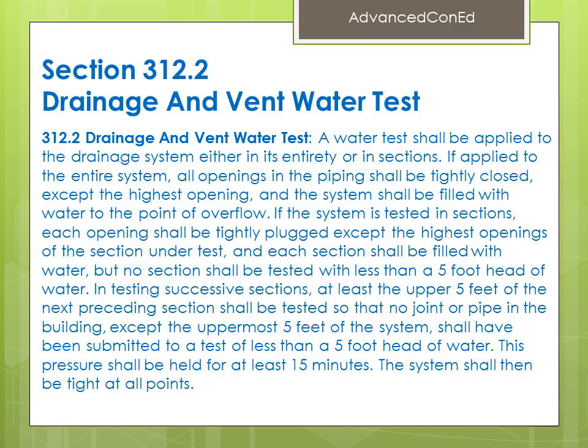If the system is tested in sections, each opening shall be tightly plugged except the highest openings of the section under test, and each section shall be filled with water, but no section shall be tested with less than a 5-foot head of water. In testing successive sections, at least the upper 5 feet of the next preceding section shall be tested so that no joint or pipe in the building, except the uppermost 5 feet of the system, shall have been submitted to a test of less than a 5-foot head of water. This pressure shall be held for at least 15 minutes. The system shall then be tight at all points.